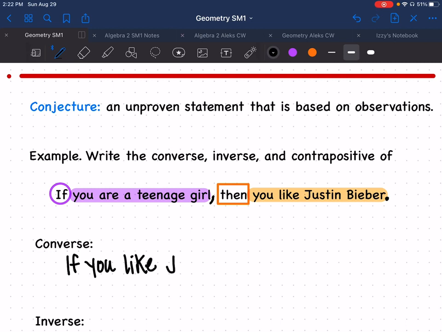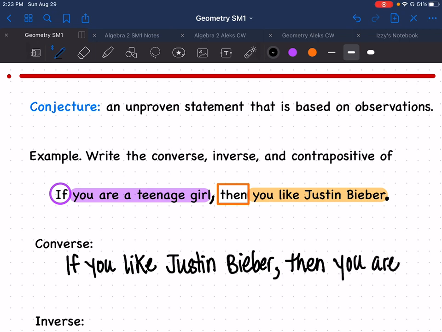like Justin Bieber, remember, don't change the words. I don't want to see the word belieber in there. Then you are a teenage girl.